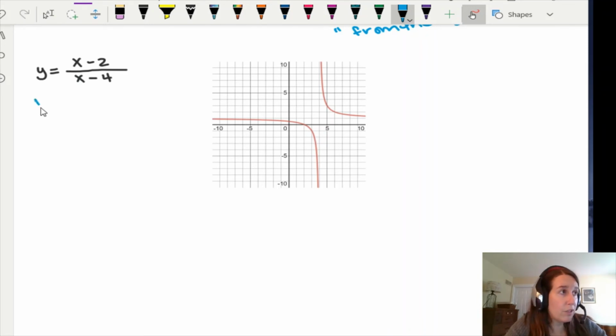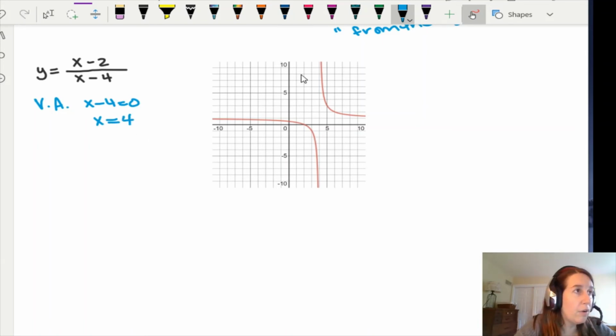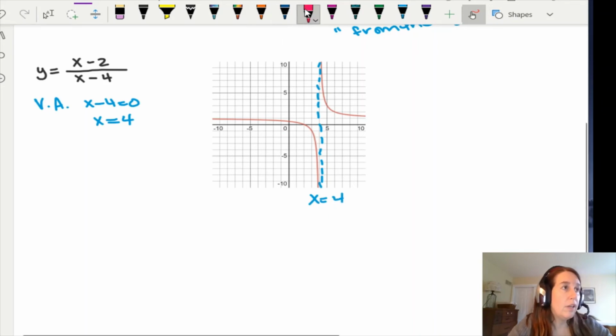So first of all, to talk about the vertical asymptotes, I usually just write VA. That is whatever is in the denominator that cannot be canceled with something in the numerator. So that is x minus 4 equals 0. So it's x is equal to 4. Okay, and notice that right there at x is equal to 4 is our vertical asymptote, and there's only one.